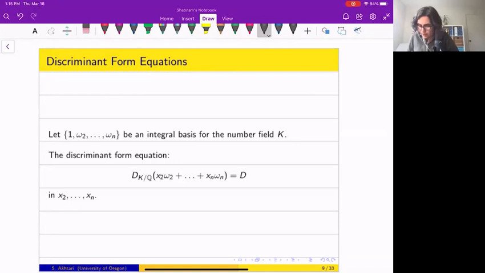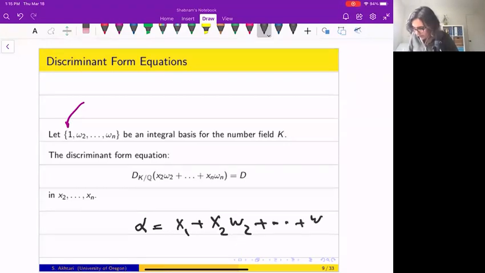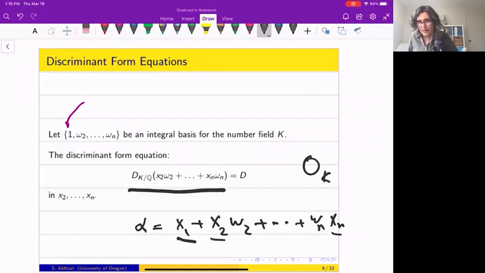So the discriminant form is written in terms of variables. Any number alpha can be written as, let's say, x1 times 1. And I'm going to assume that my first element here in the integral basis is 1. You can assume this. And then you have x2 omega 2 through xn omega n. So you can treat x1, x2, through xn as variables. Any set of integers gives you an algebraic integer in your ring of integers. But you also can write an equation by letting x2 through xn be variables, and ignoring x1.